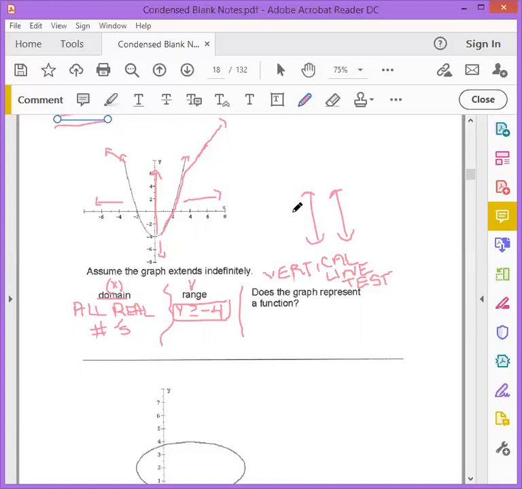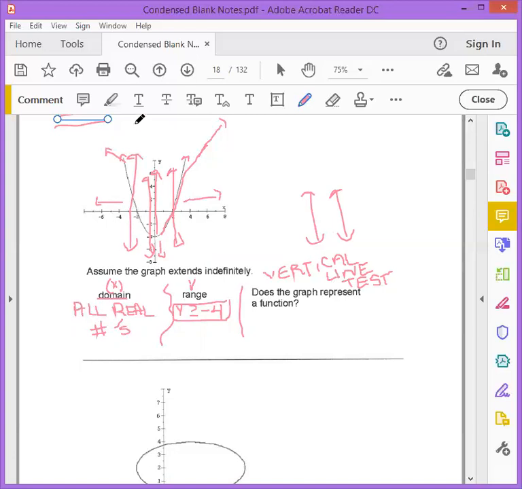If any vertical line touches the graph more than one time, then we would say that it is not a function. So looking at our graph, we're going to draw a few vertical lines. So I'm going to draw 1, 2, and a third line.